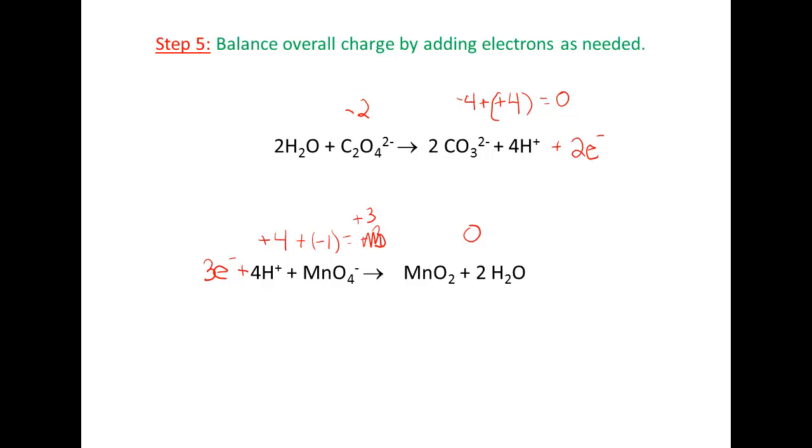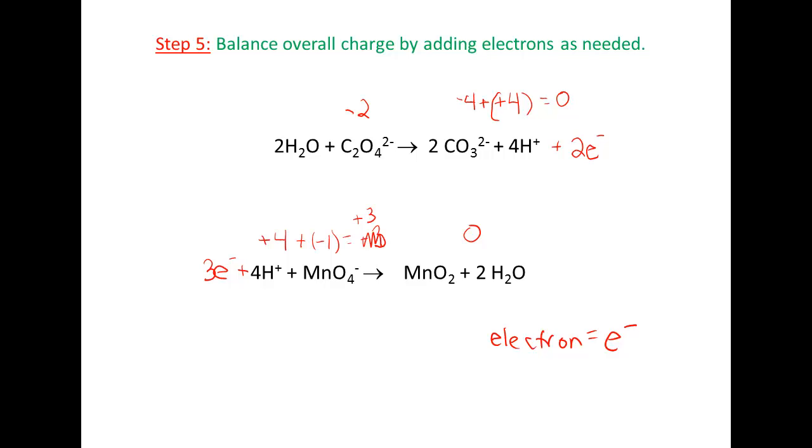So it doesn't matter what both sides add up to as long as they add up to the same. In our top equation we got both sides to be -2. On the bottom equation we got both sides to be neutral. Notice that I abbreviate an electron as e-.